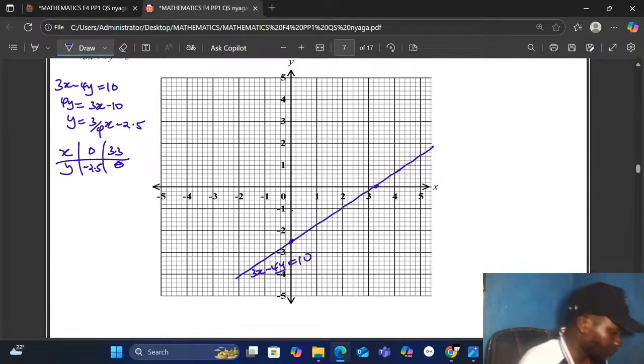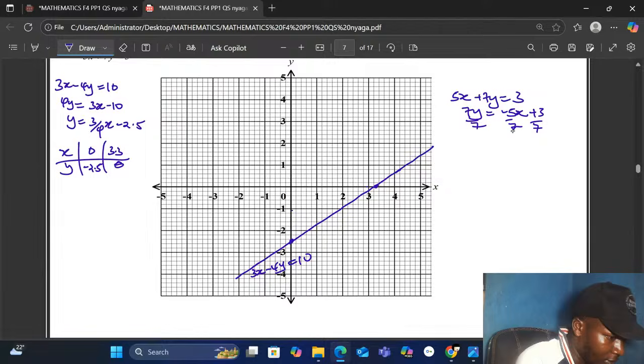Now we move to the next one. The next is we can have it in this other side. 5x plus 7y is equal to 3. So we start with y, so 7y is equal to negative 5x plus 3. Divide by 7. So y will be equal to negative 5 over 7x plus 3 over 7.